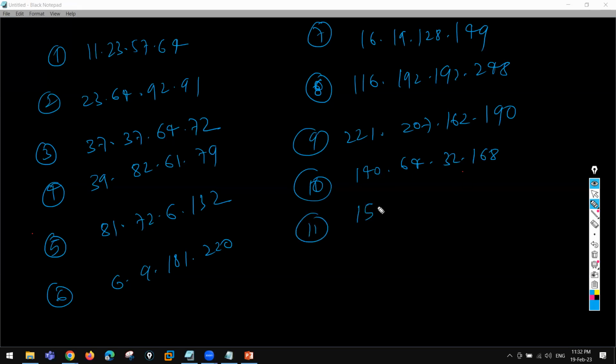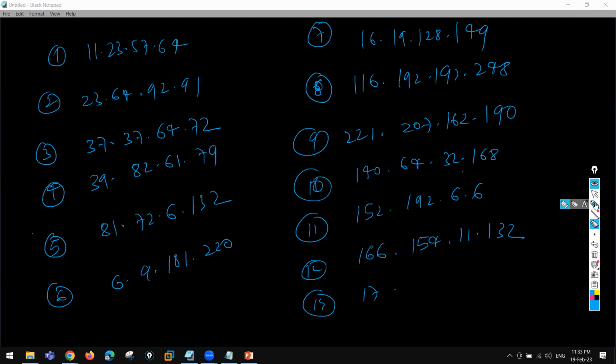The eleventh is 152.192.6.6. The twelfth is 169.154.11.13. Let's make it 166.7.19.11.66. Okay, so these are the IPs.